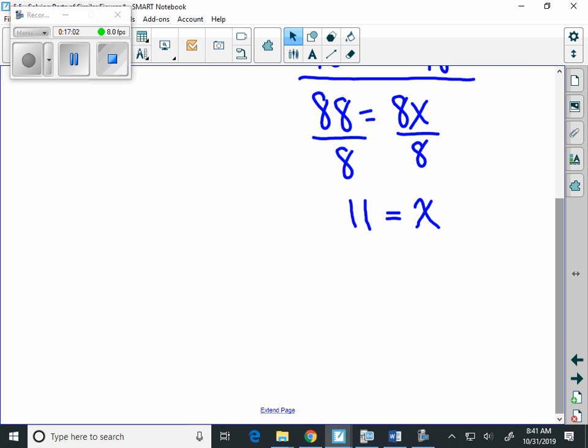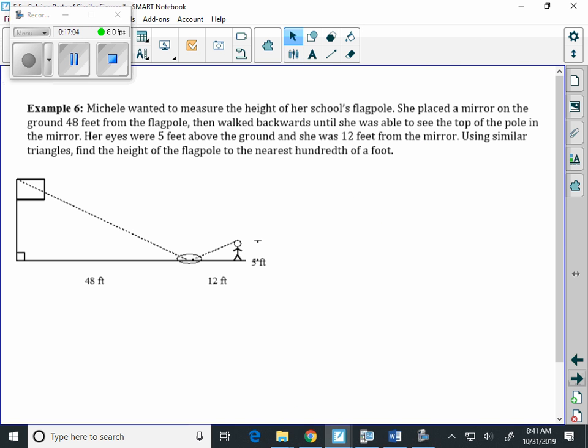Finally, we've got a picture here, so that's helpful because we see these words. But it says, Michelle wanted to measure the height of her school's flagpole. She placed a mirror on the ground 48 feet from the flagpole, then walked backwards until she was able to see the top of the pole in the mirror. Her eyes were 5 feet above the ground, and she was 12 feet from the mirror. Using similar triangles, find the height of the flagpole to the nearest hundredth, that's 2 decimal points, of a foot.